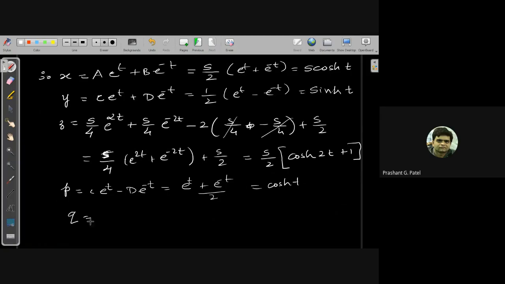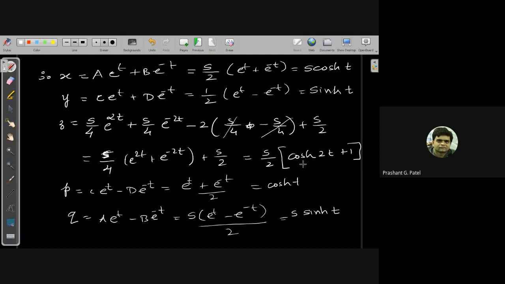And the value of q you will have is a e power t minus b e power minus t. A and b both of them are S by 2. So S is common out, e raised to t minus e raised to minus t by 2. So that is S sine hyperbolic of t. And now we need to have the expression in terms of xyz. The ultimate goal is to calculate in terms of xyz.